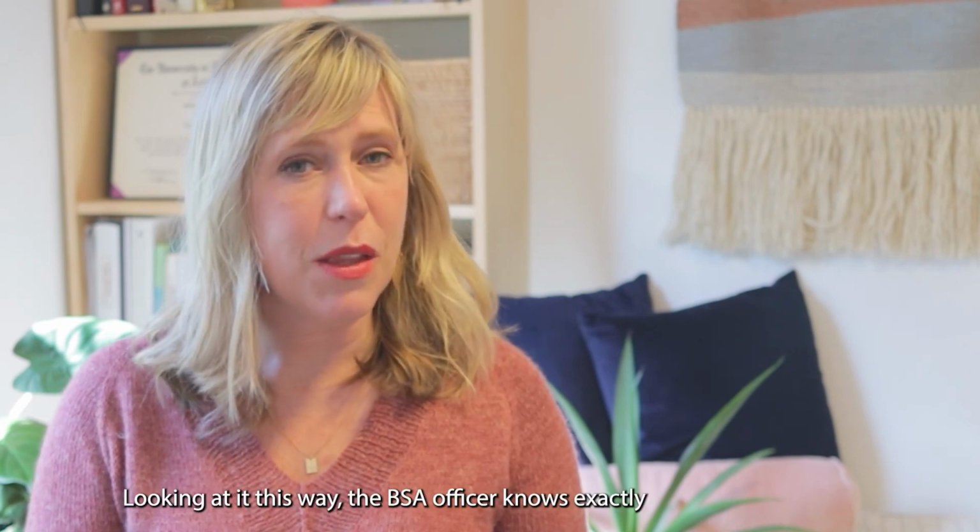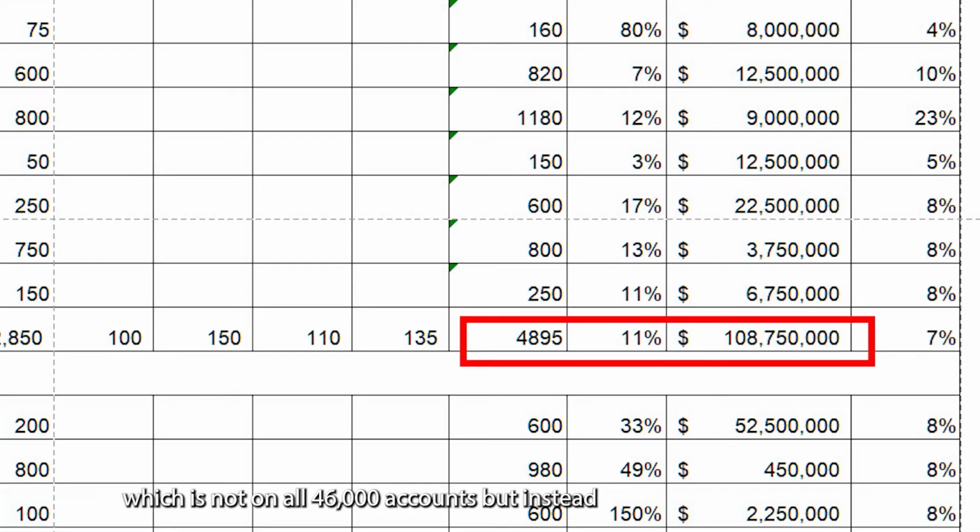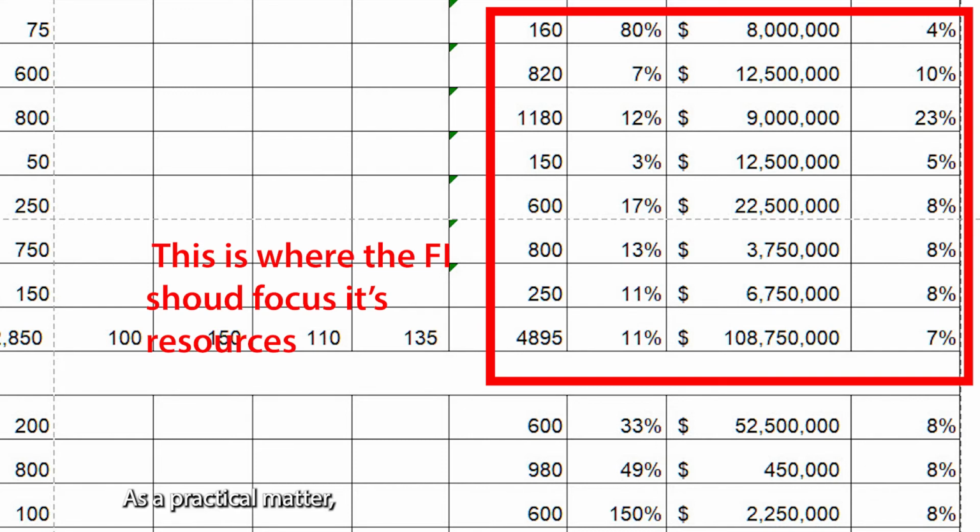Looking at it this way, the BSA officer knows exactly where to focus the institution's monitoring efforts, which is not at all 46,000 accounts, but instead the 4,900 high-risk accounts. As a practical matter, this institution should be looking at these 4,900 accounts much more frequently than the other 41,000 lower risk accounts. That is to say, the institution's risk focus and the concentration of the institution's BSA AML resources is upon those 4,900 accounts.